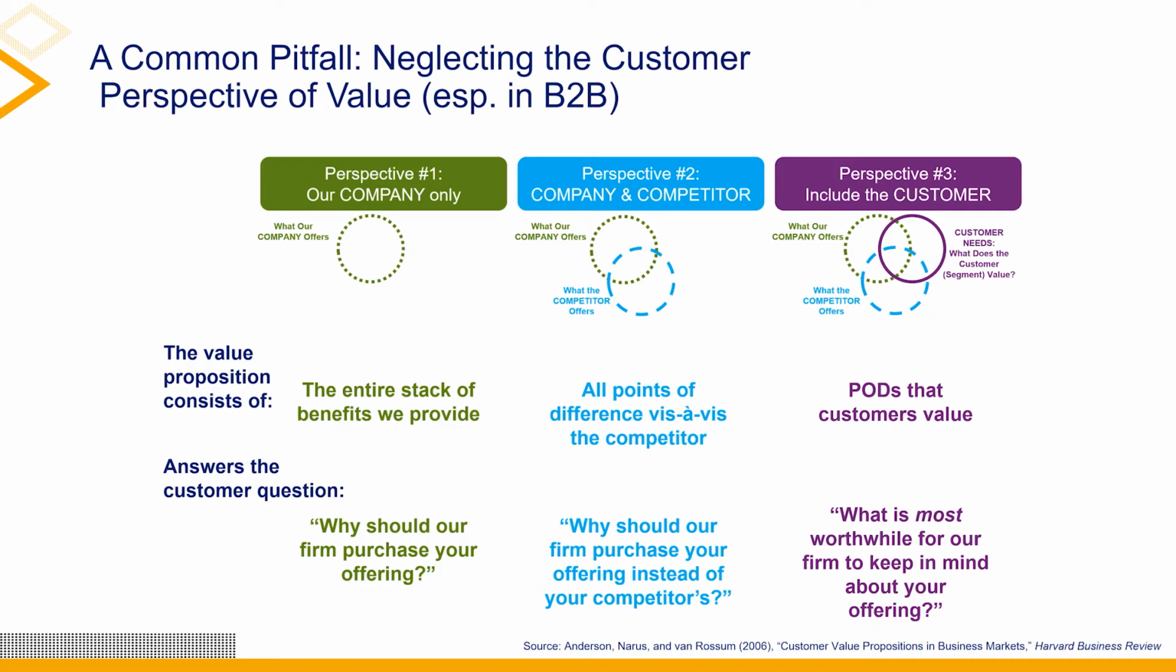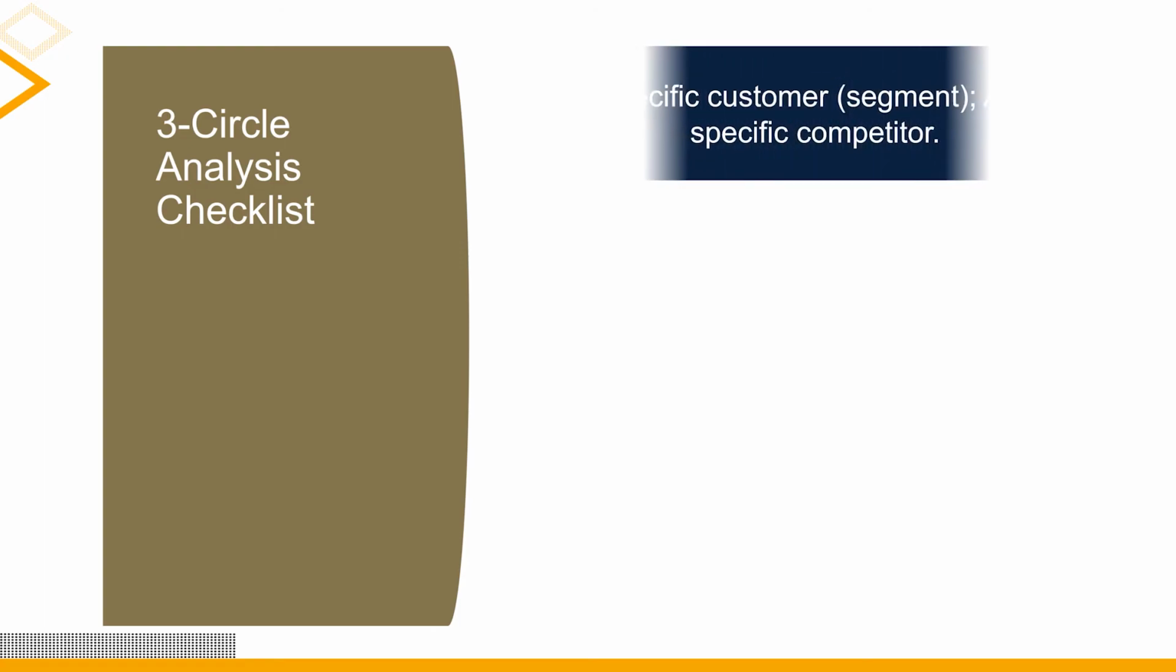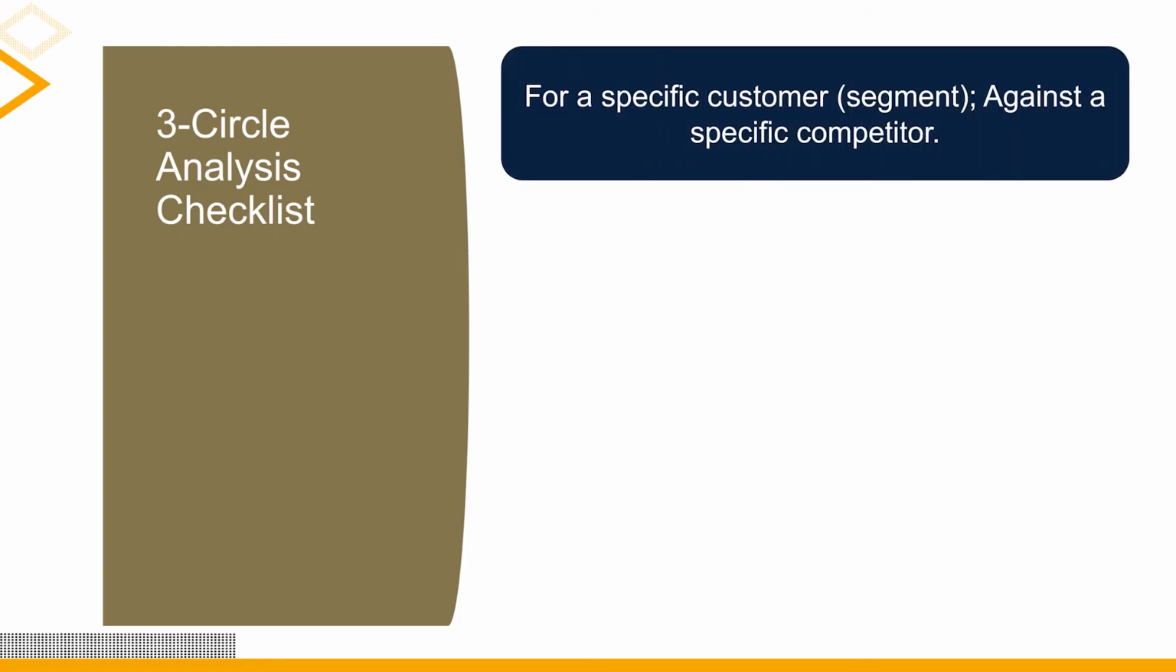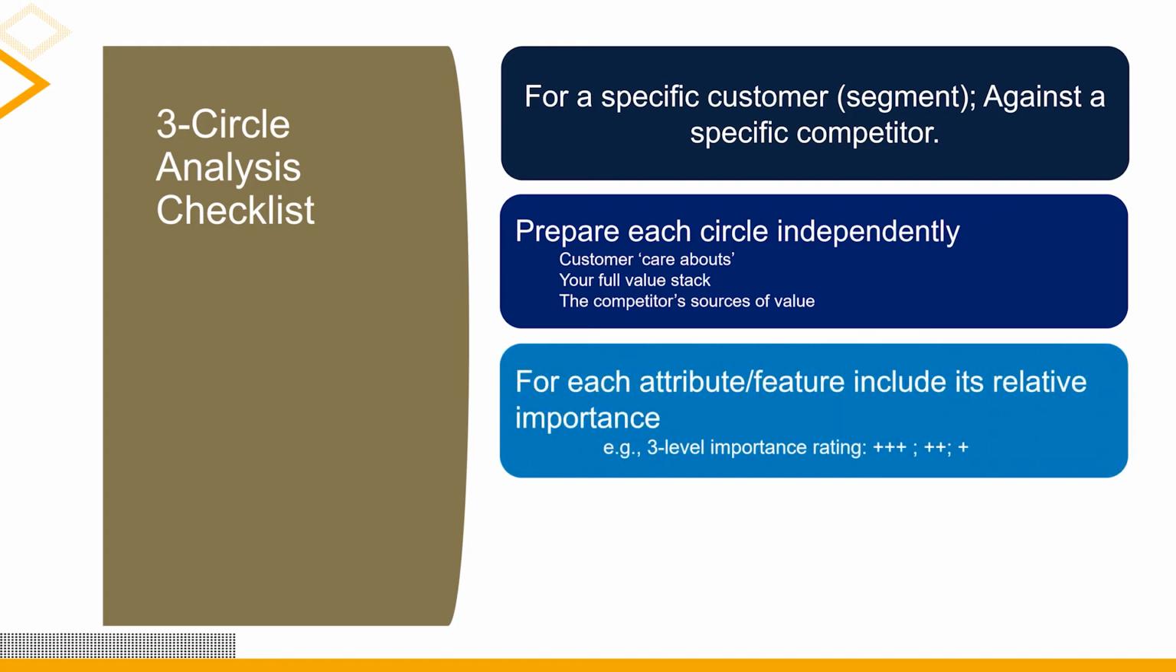Number three, shown in purple, requires getting out of the office to talk with customers. Its perspective is to identify the points of difference vis-à-vis the competitors that are actually valued by the customers, i.e. what resonates with customers. Three-circle analysis checklist. Number one, it is for a specific customer or customer segment and against a specific competitor. Number two, prepare each circle independently. Number three, it can be helpful to attach a measure of its relative importance to each attribute or feature.